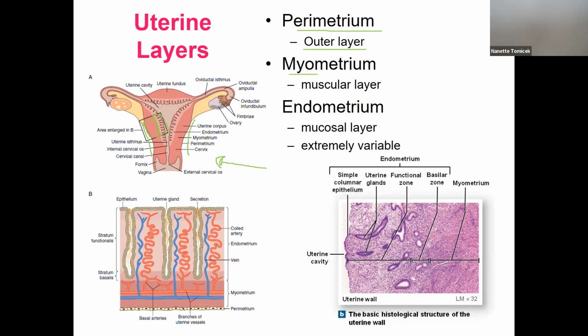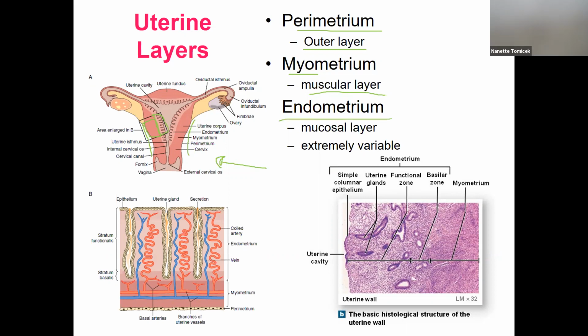Myo means muscle, so this is the thick muscular layer of the uterus. This is the thing that's going to contract and really help push the baby out of the body. It also contracts a little bit during menses to help release menstrual fluid. It also contracts a little bit during orgasm and gives us that pleasant, good-feeling uterine contraction.